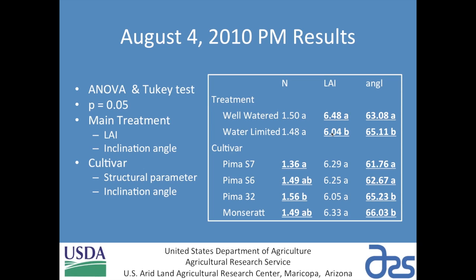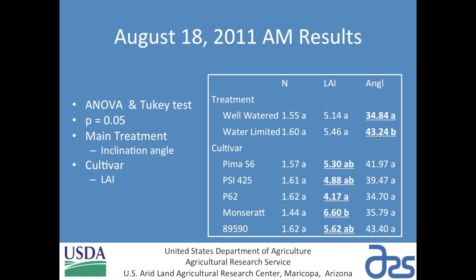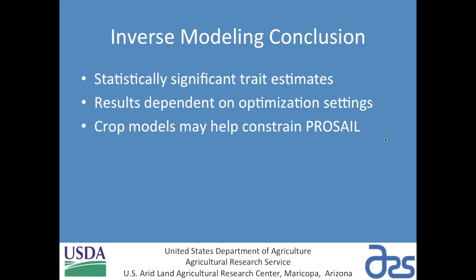The important thing to notice is that we're getting statistically significant differences from these trait estimates among our treatments in the field. For the PM, we actually have now statistically significant differences in leaf angle, probably due to the increased leaf droop due to water stress in the afternoon. And on into the second year, we're again seeing more statistically significant differences.